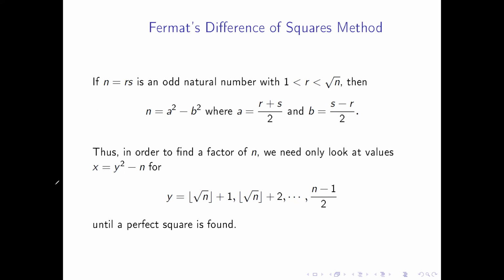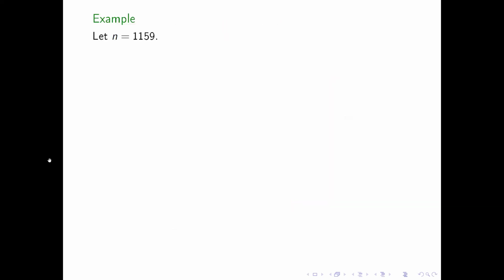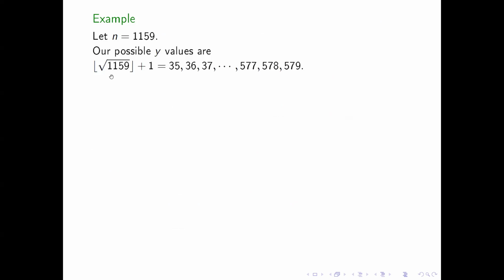All right, let's see an example of how this would actually be executed. Let's consider the number 1159. That may sound familiar, because it was from our last homework. You had to factor it, because the only way to do an encryption was to break it into its two factors. So the square root of this plus 1 is 35.